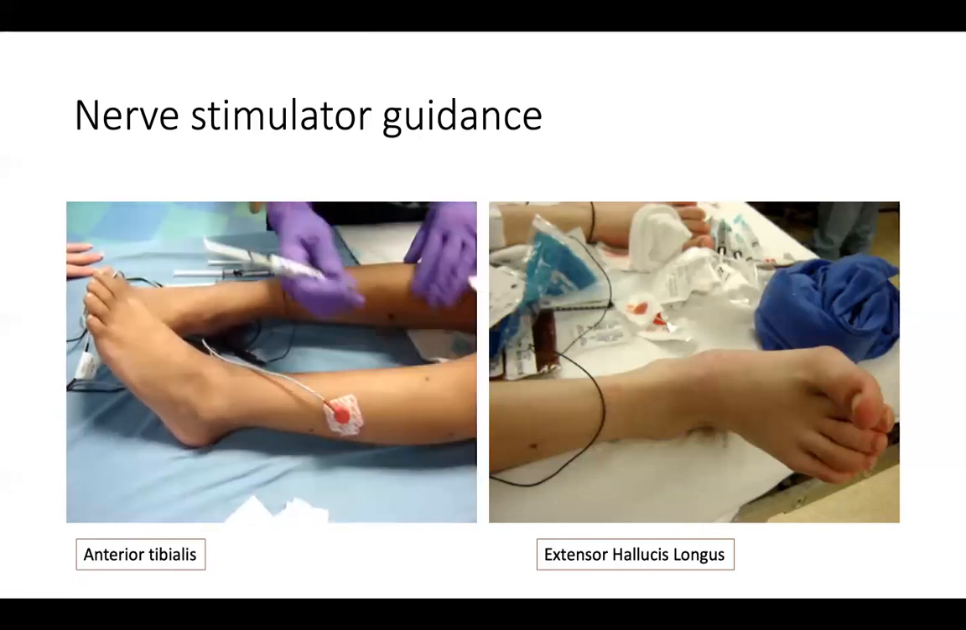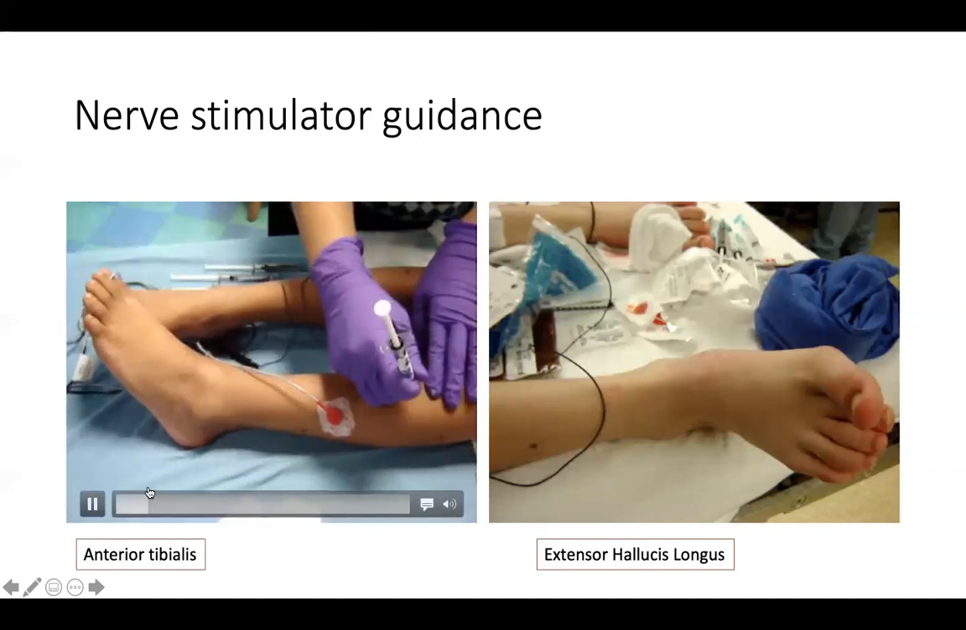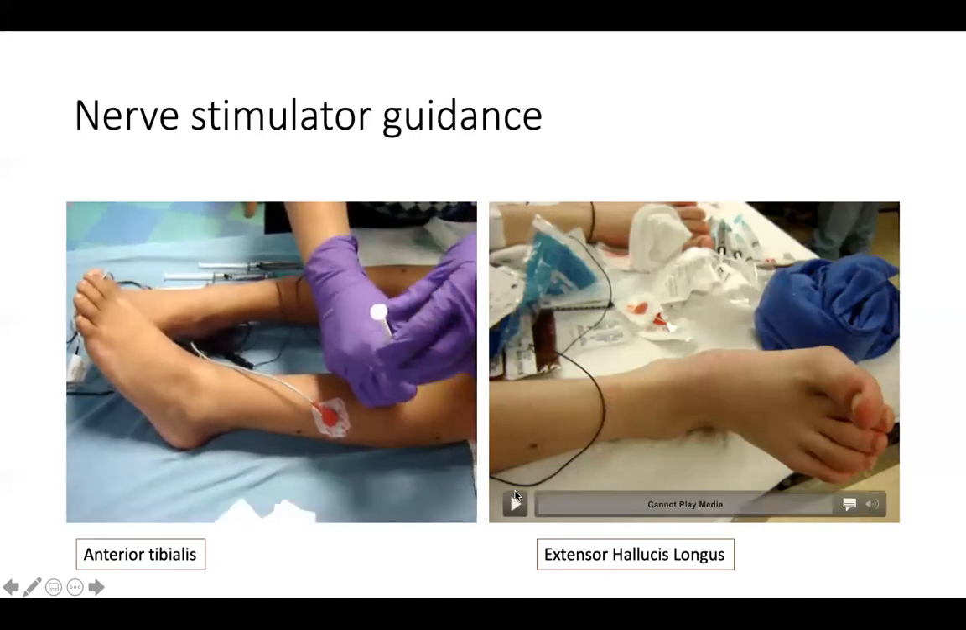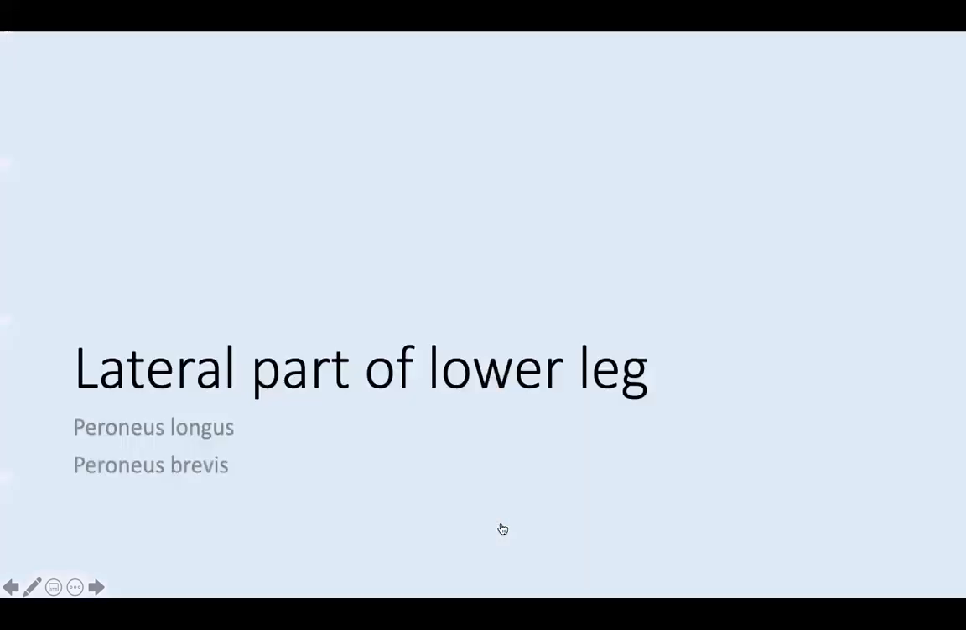Here I show you, you put the needle, this is the anterior tibialis, right? And next to the anterior tibialis, you put a needle and you can see the big great toe is moving. For whatever reason it doesn't want to work. So I'm going to go to the next slide.